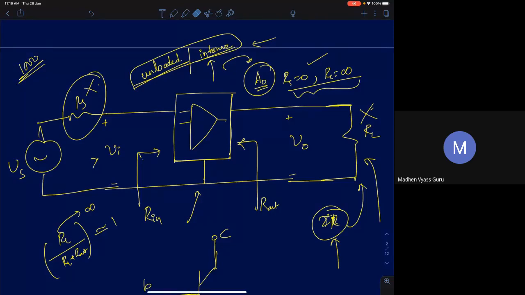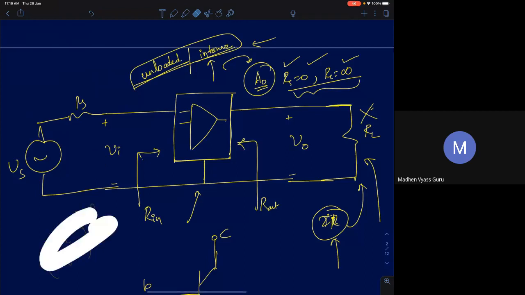And how do you measure intrinsic gain? You measure intrinsic gain by using these two conditions, Rs 0, RL infinity. It's called the unloaded gain of an amplifier. That's it. So this is what we have learned so far. We will see now how to build such an amplifier using a bipolar junction transistor.